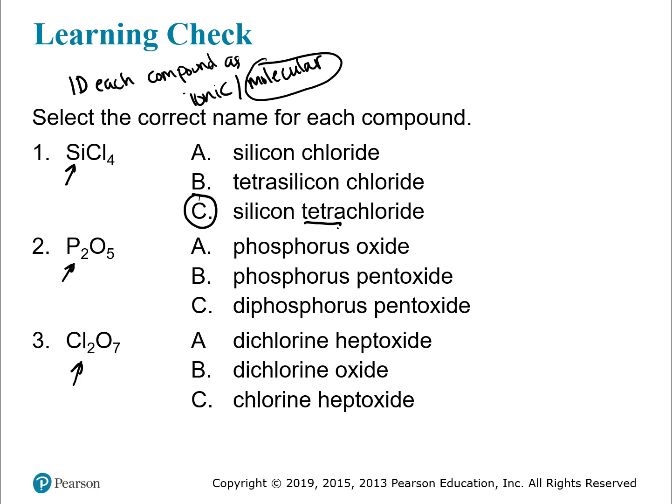P2O5, we just did that one. But you're looking for the one that's got something for the 2 and something for the 5. And the only one that's got that is C, diphosphorus, so that's 2 phosphorus. Pentoxide means 5 oxygens. And then Cl2O7, you need something that's got dichlorine because there's 2 of them. And then there's 7 oxygens. So heptoxide. That one's going to be A. So make sure that you're paying attention because these naming ones can be tricky.